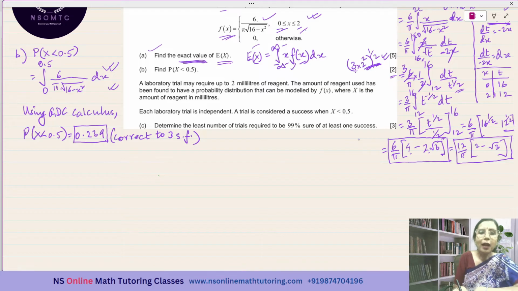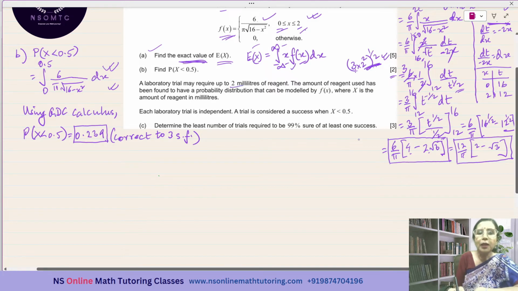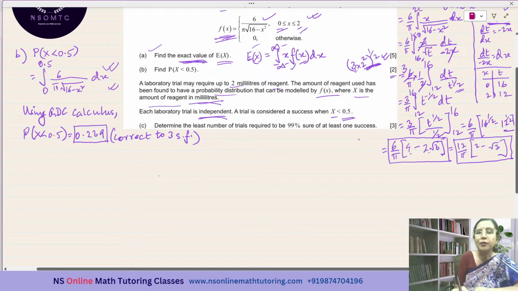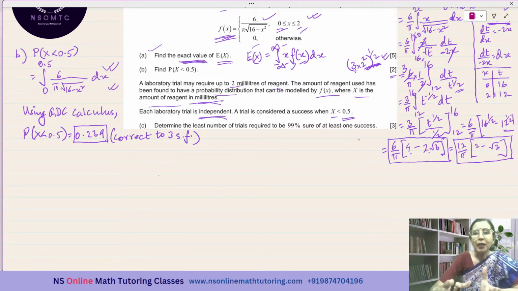A laboratory trial may require up to 2 milliliters of reagent. The amount of reagent used has been found to have a probability distribution that can be modeled by this f of x, where x is the amount of reagent in milliliters. Okay. And each laboratory trial is independent. And a trial is considered a success when x is less than 0.5. X is the amount of reagent needed in milliliters. When x is less than 0.5, it is considered to be a success.